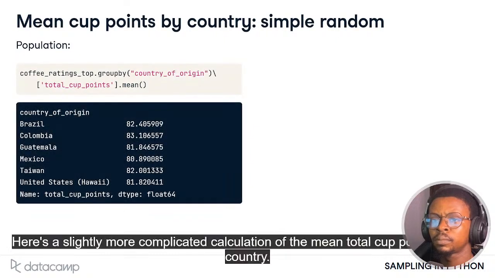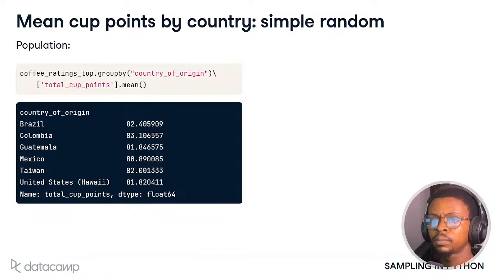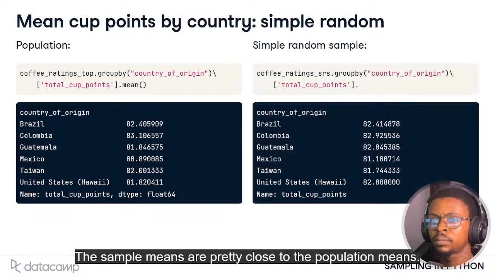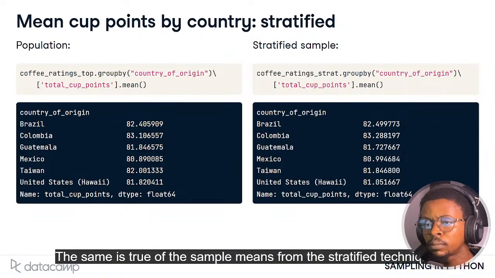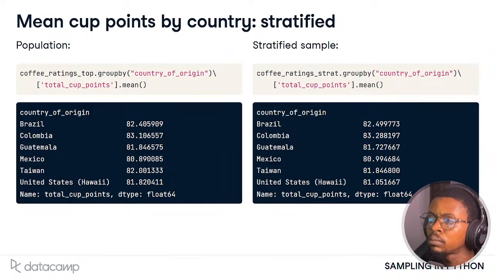Here's a slightly more complicated calculation of the mean total cut points for each country. We group by country before calculating the mean to return 6 numbers. So how do the numbers from the simple random sample compare? The sample means are pretty close to the population means. The same is true of the sample means from the stratified technique. Each sample mean is relatively close to the population mean.